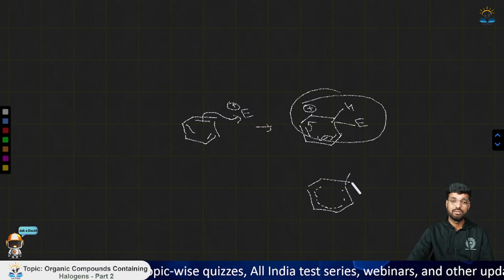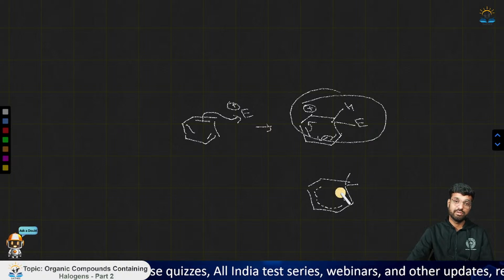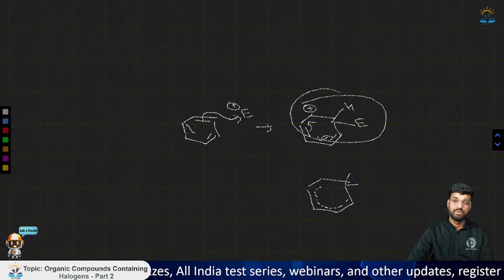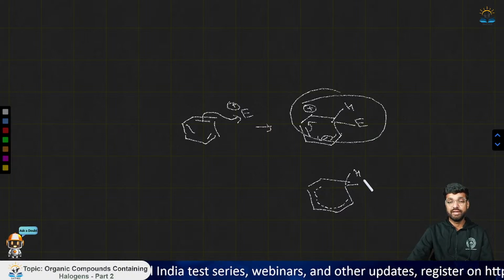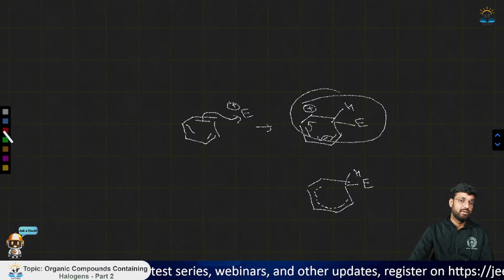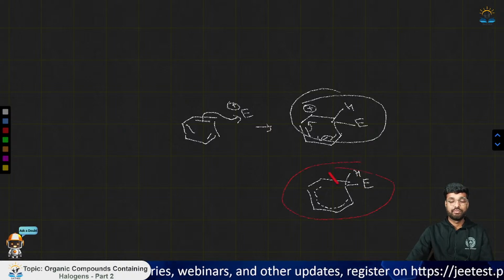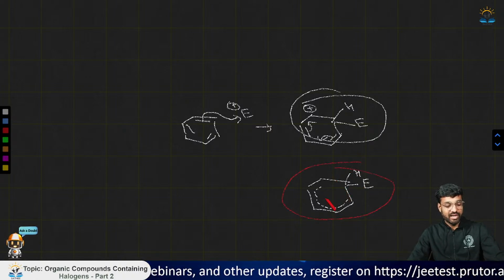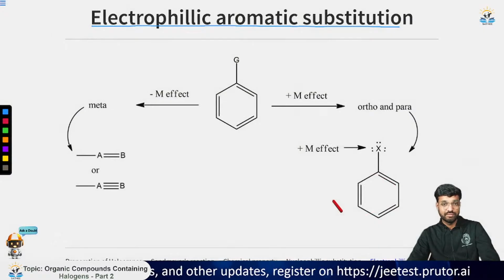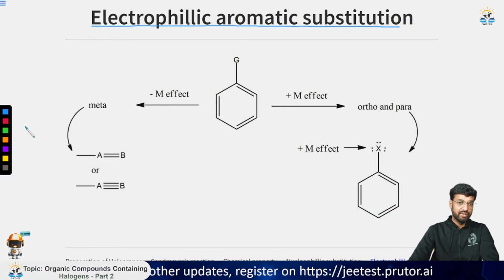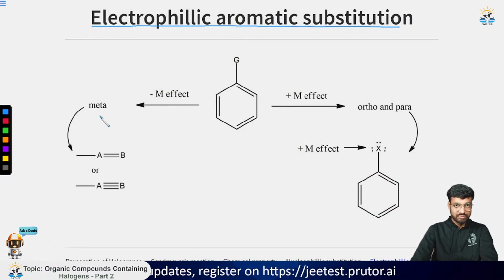So it is not only on this part, it is all over the carbons. So here is the E, here is the H. So this is the resonance hybrid that we have during electrophilic aromatic substitution. I have not shown the delocalization again. We have studied it in the previous class also.